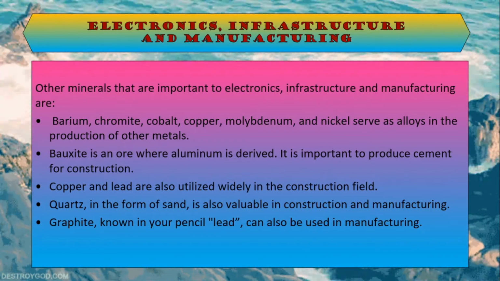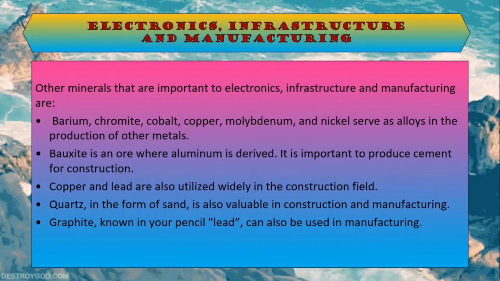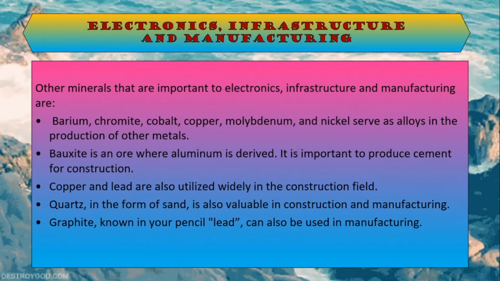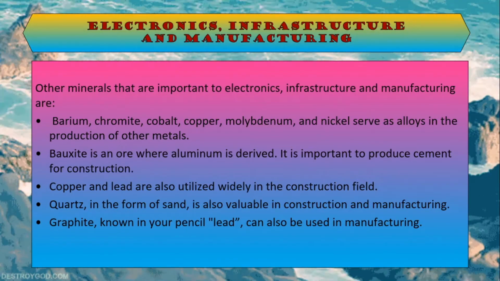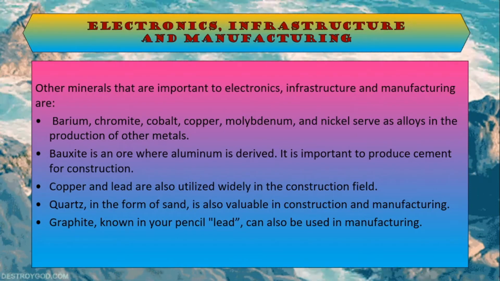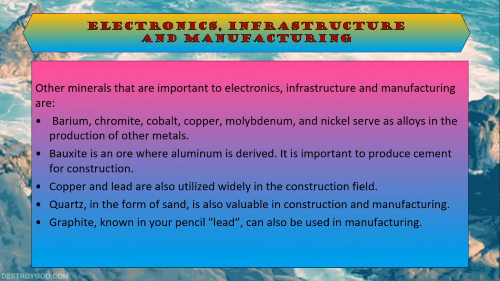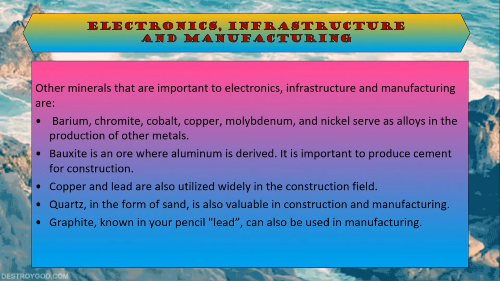Bauxite is an ore from which aluminum is derived. It is important to produce cement for construction. Copper and lead are also utilized widely in the construction field. Quartz in the form of sand is valuable in construction and manufacturing. Graphite, known in your pencil as lead, can also be used in manufacturing.